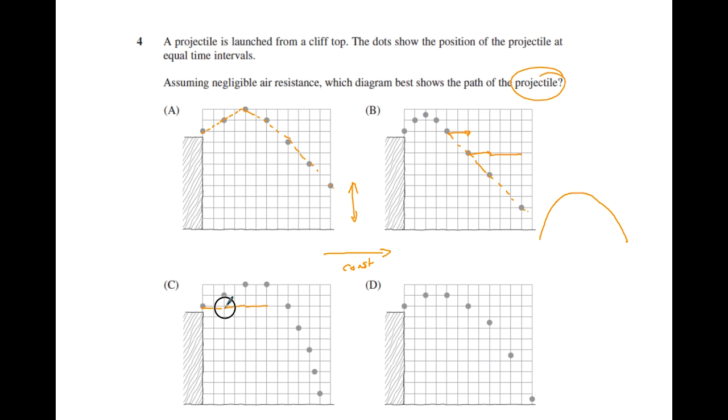That's nice, but here we've got one block up and one block up. So we've got this straight line motion over here. So I have to discount that one as well.